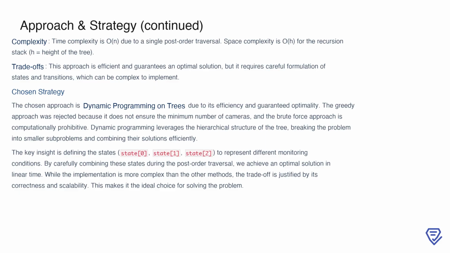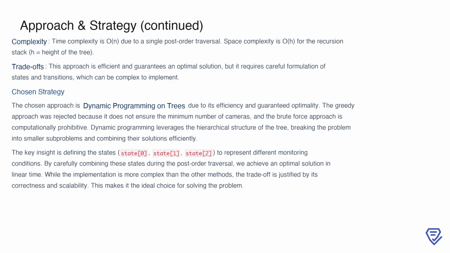The trade-off, however, is the complexity involved in formulating the states and transitions. Despite this, the benefits far outweigh the challenges, making it the ideal choice. The brute force approach was dismissed due to its computational infeasibility, and the greedy method was rejected for its inability to ensure global optimality. Dynamic programming not only guarantees correctness but also scales efficiently for larger trees.